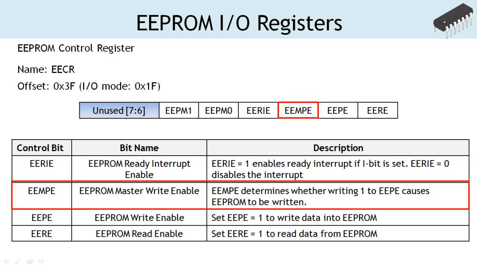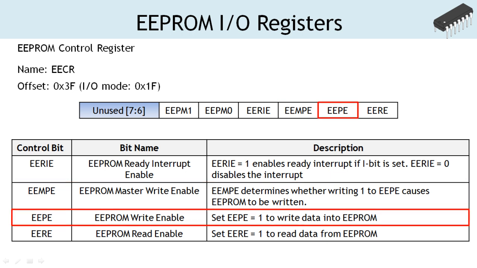The EEPROM master program enable, that is the EEMPE bit, determines whether writing 1 to EEPE causes the EEPROM to be written or not. When EEMPE is set to 1, setting EEPE within 4 clock cycles writes data to the EEPROM at the selected address. If EEMPE is 0, setting EEPE will have no effect. When EEPE has been written to 1 by the software, hardware clears the bit to 0 after 4 clock cycles.